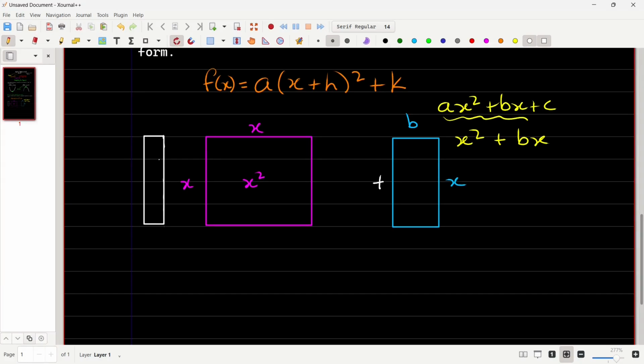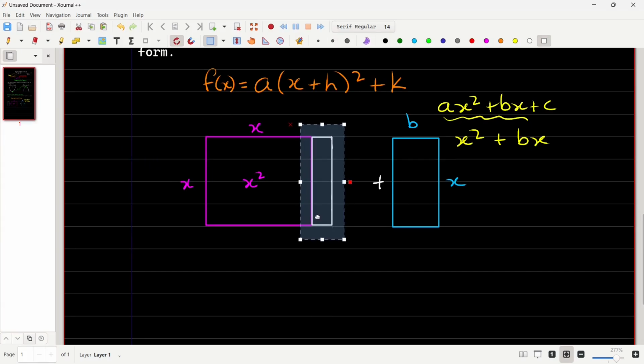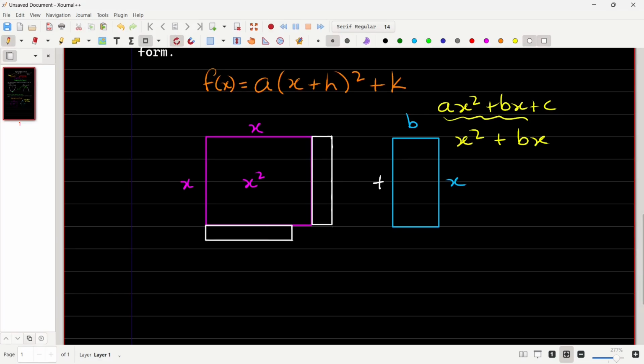Back an addition sign. And I'm going to take this square that we have over here and put it on the side here. All right? And then I'm going to take another one and put it on the side over here.